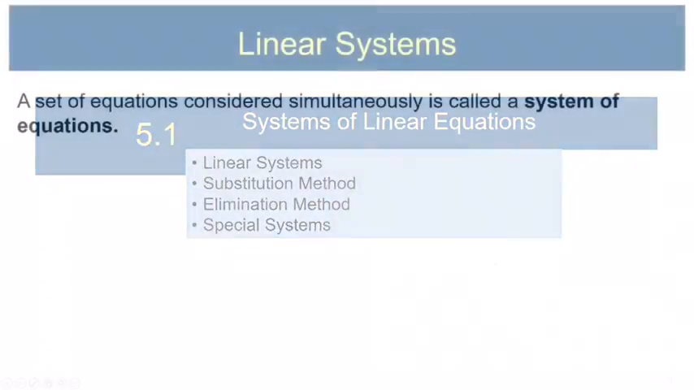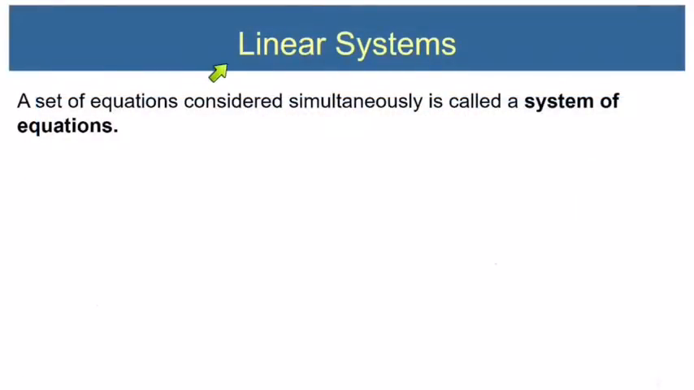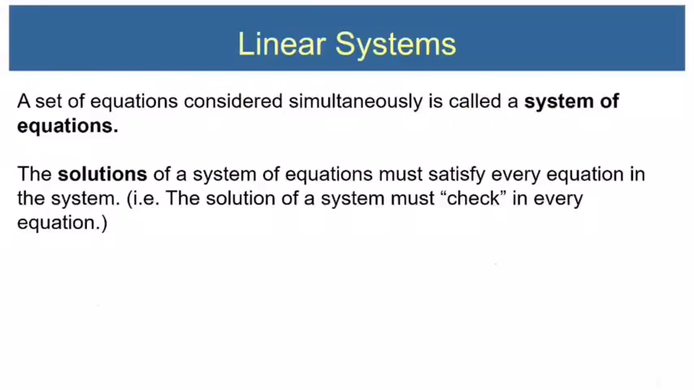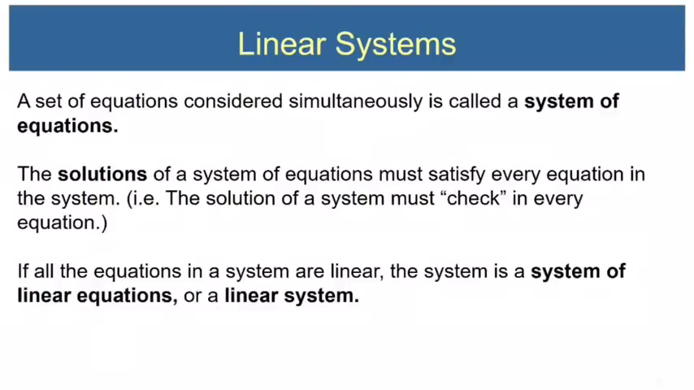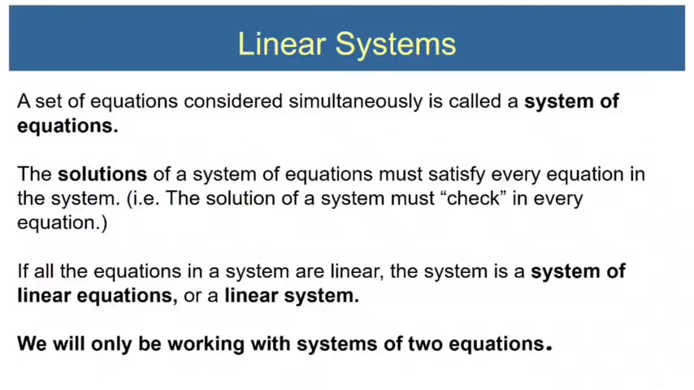Here we go. First of all, what do we mean by a linear system? Well, a set of equations that is considered simultaneously is called a system of equations. And the solutions to a system must satisfy every equation in the system. In other words, the solution of a system has to check in every equation in the system. If all the equations in a system are linear, then we call it a system of linear equations, or for short we just say linear system.